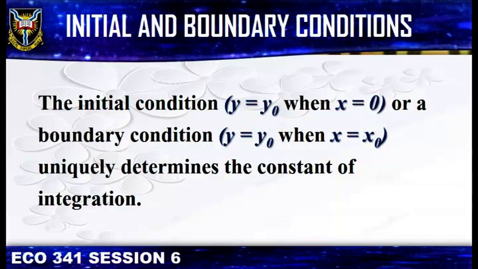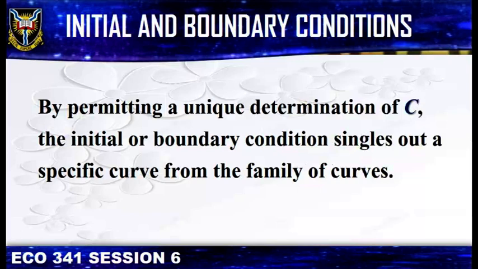Initial and boundary conditions. The initial condition y is equal to y naught when x is equal to 0, or a boundary condition y equal to y naught when x is equal to x naught, uniquely determines the constant of integration. By permitting a unique determination of c, the initial or boundary condition singles out a specific curve from the family of curves.